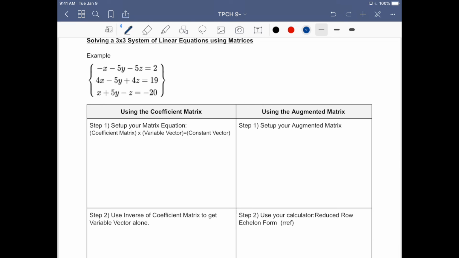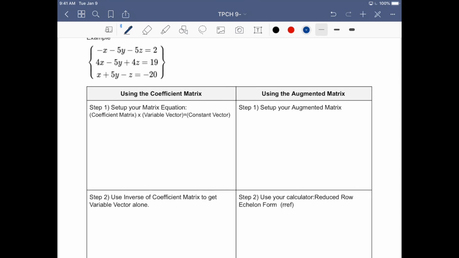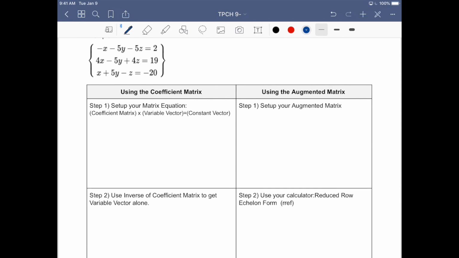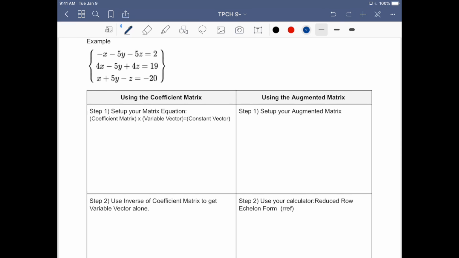So let's go with using the coefficient matrix way. The coefficient matrix here is -1, -5, -5, 4, -5, 4, 1, 5, -1. Remember, if you don't see a number in front of the variable, it is a 1. My variable vector is x, y, z, and I'm going to have that equal my constant vector 2, 19, -20.